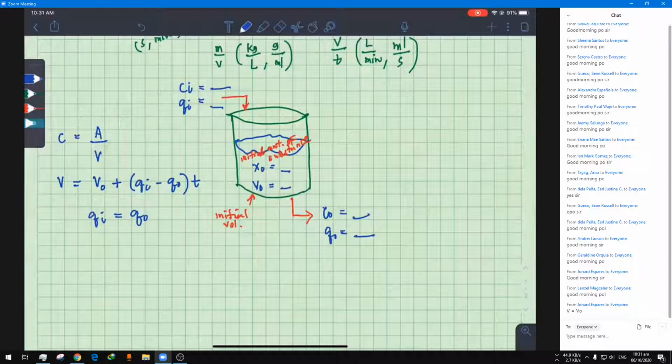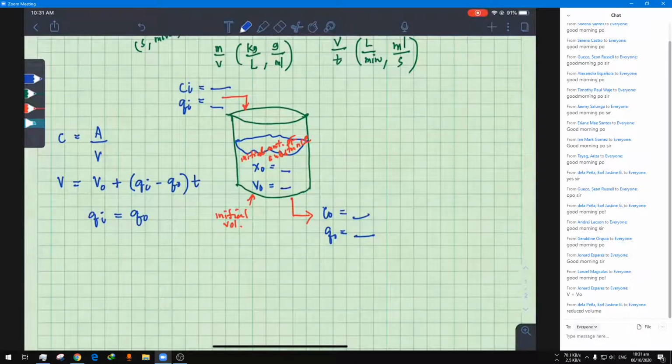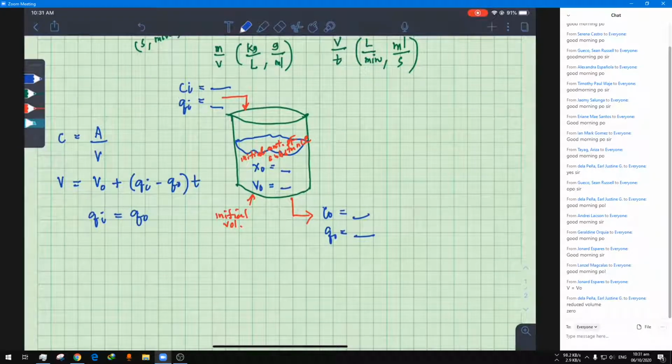However, if this is not the same, what would happen if the input flow rate is less than the output flow rate? In the long run, what would happen? What do you think? So nare-reduce yung volume. So at time infinity, what happens to the volume? Zero. Okay, so tama, Earl. So ibig sabihin, kapag mas mabilis yung paglabas, there would be a tendency that in the long run, the volume inside the tank will be emptied, okay, or magiging zero.